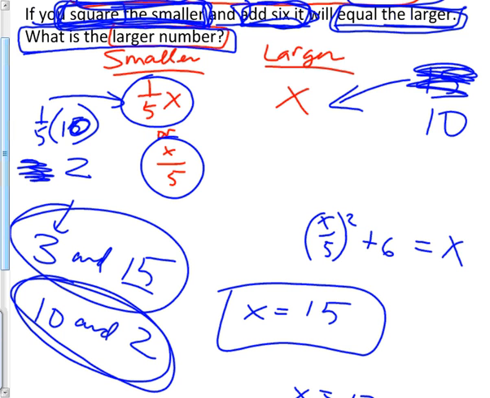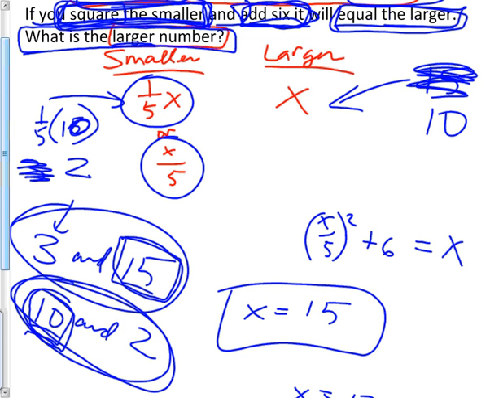But again, what's the real question? What is the larger number? So yeah, all I really needed was the 10. So either you could say 15 and be right, or you could say 10 and be right. All right? So there's a real hardcore word problem.